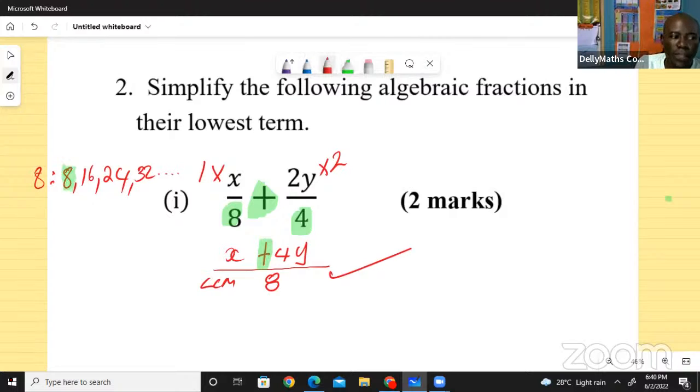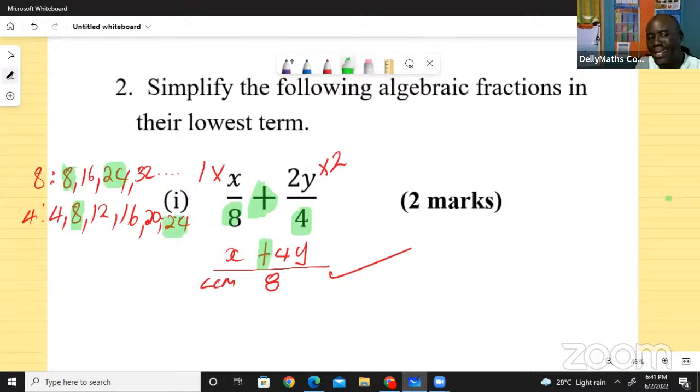Watch this now. If you're talking about 4, 4 1's 4, 4 2's 8, 4 3's 12, and 4 4's 16, and it goes on. What is the common multiple of 4 and 8? It is 8. It's the smallest one that is common. I could continue to show you that there is more. 4 5 is 20, 4 6 is 24. Look, there's another multiple which is common, but it's not the smallest. LCM means lowest common multiple.